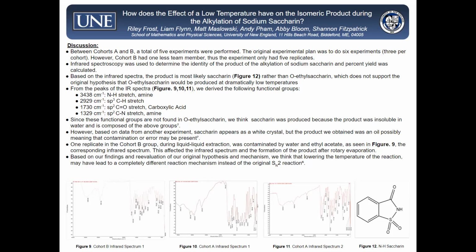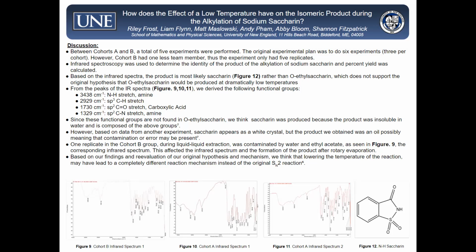And as I said earlier, one replicate in cohort B, shown in figure 9, during liquid extraction, may have been contaminated by water and ethyl acetate, and that's why the infrared spectrum is slightly different than in cohort A's results. The contamination during liquid extraction may have also led to improper formation of the product after rotary evaporation.